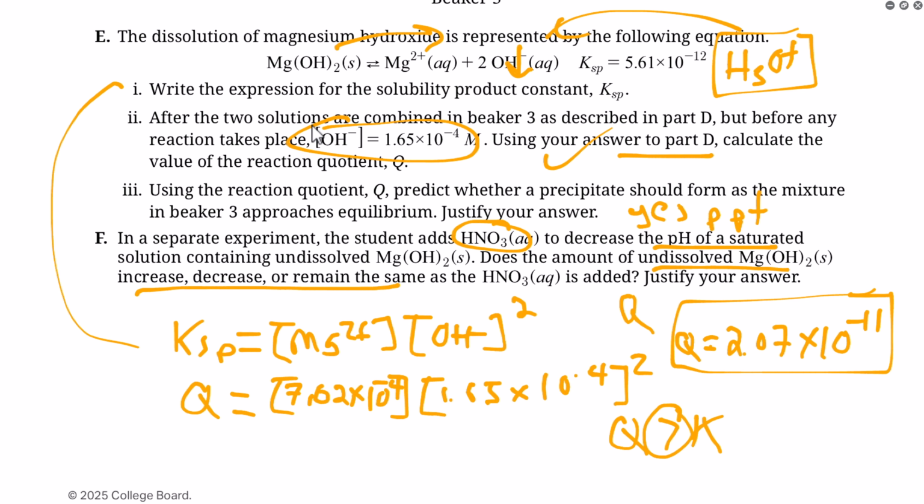And so as a result, more of the solid is going to become aqueous ions. So when I read the question again, it says, does the amount of undissolved MgOH2 increase, decrease, or remain the same? Well, the amount of undissolved is going to decrease because when we add in HNO3, it's a strong acid, generates H3O plus ions, it neutralizes the OH minus, decreasing the OH minus concentration. When that happens, Q no longer equals K, and the system responds by shifting right to reestablish equilibrium. Thus, more of the undissolved MgOH2 will become dissolved. So as a result, it will decrease.